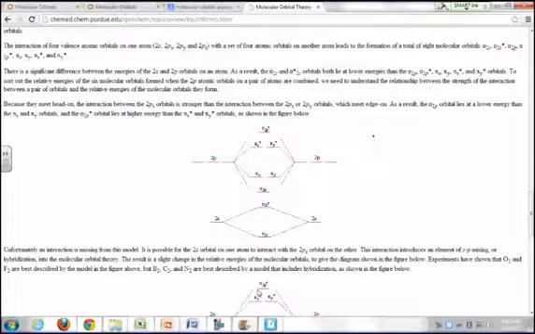Now, pi orbitals generally come as a pair, because you can construct a pi orbital using px orbitals and another pi orbital using py orbitals, and those will have the same energy. Same thing with pi star orbitals. You can construct pi star orbitals from a couple of px orbitals and a pi star orbital from a couple of py orbitals.